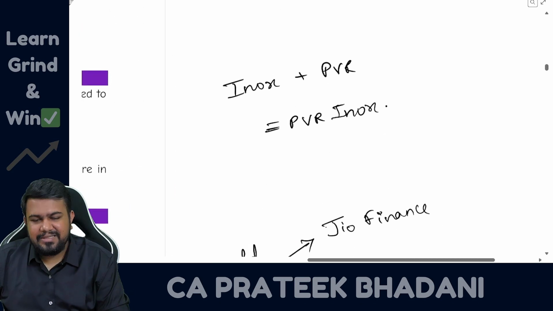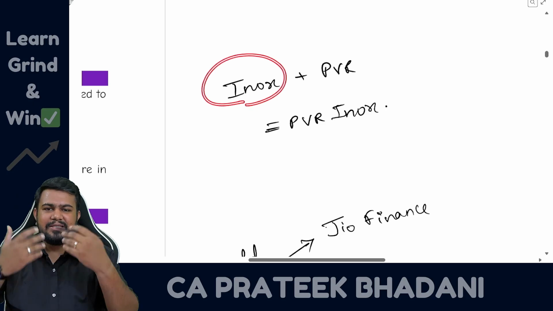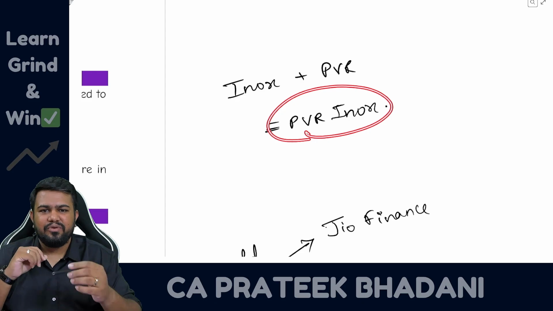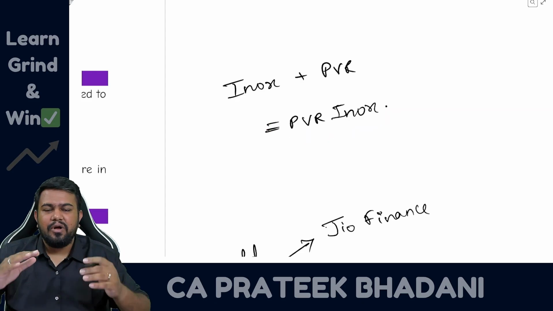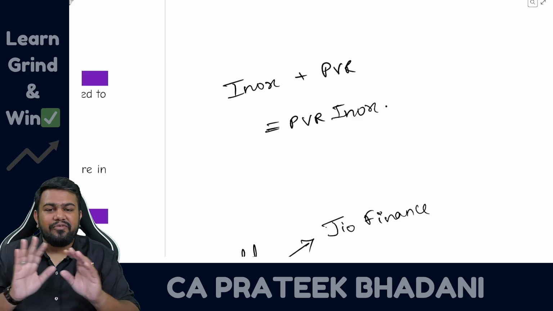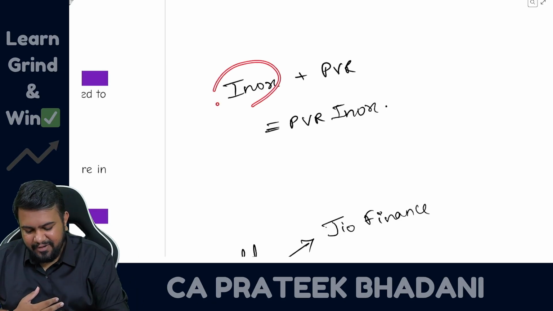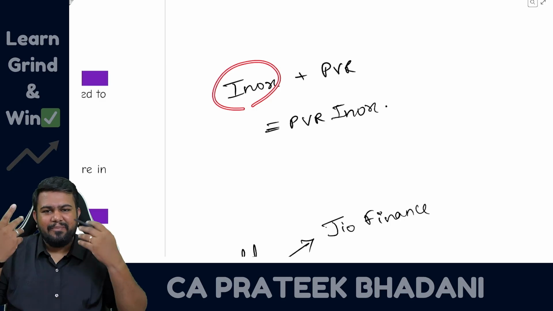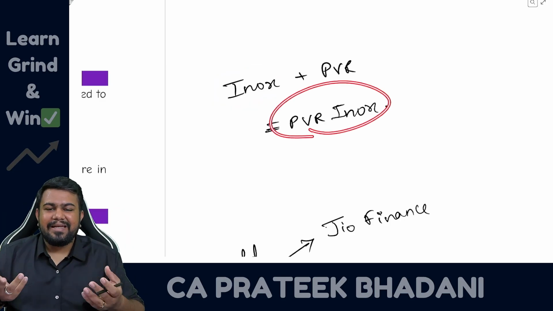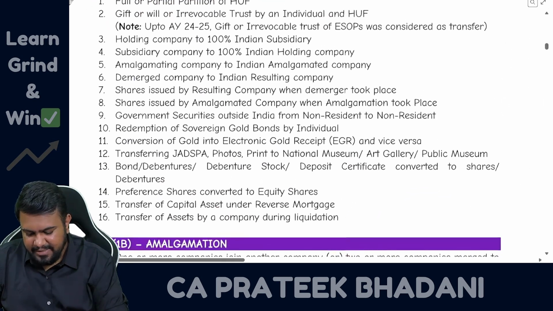Similarly, when an amalgamation happens, the Inox shares will lapse, and new PVR Inox shares will be given to the shareholders. When the old shares go out and new shares come in, this transaction is also not regarded as transfer, so I need not pay any capital gain. For example, if I am holding Inox shares, they will get over and I will get new shares of PVR Inox. I need not pay any capital gain because it is a transaction not regarded as transfer.